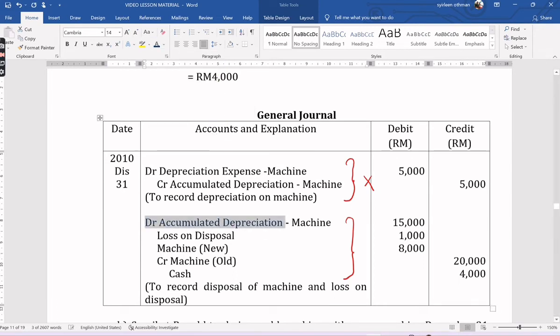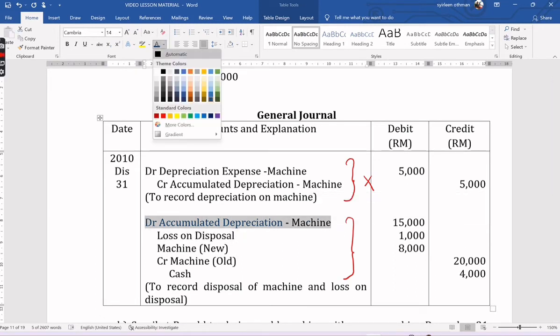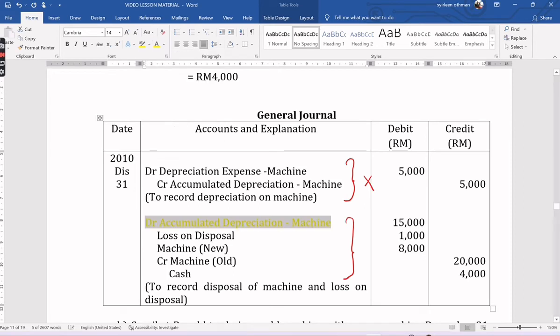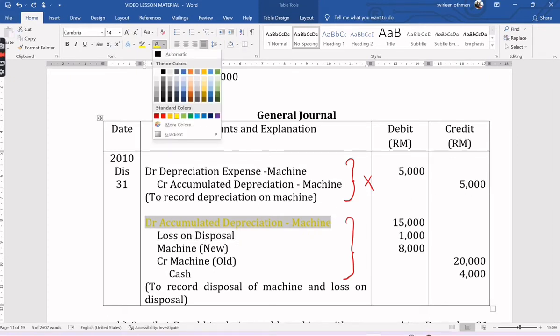Okay, this one. Okay, I put it in yellow so that you can see it's more vibrant. Alamak, tak nampak terus ya. Okay, put a darker shade. Alright, I'll put it in green.